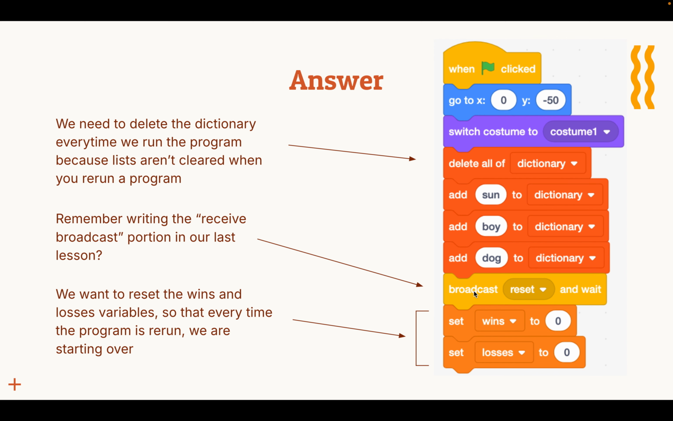And then we want to broadcast reset, which, as we talked about last lesson, we created a receive broadcast portion in our code so that we could reset the game when we wanted to. And this is a scenario where we want to use that. We want to reset the game at the beginning of the game. So we're going to broadcast reset. And then finally, we want to set our wins to 0 and losses to 0. So every time the program is rerun, we're starting over, right? We want the wins to be 0 and losses to be 0. So we have to set those variables manually.